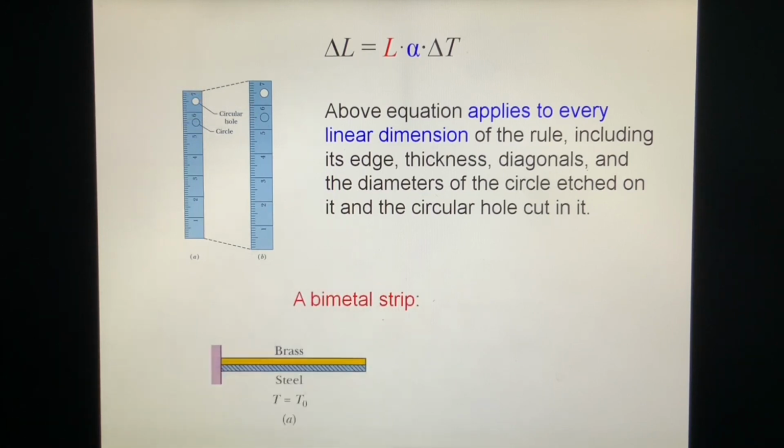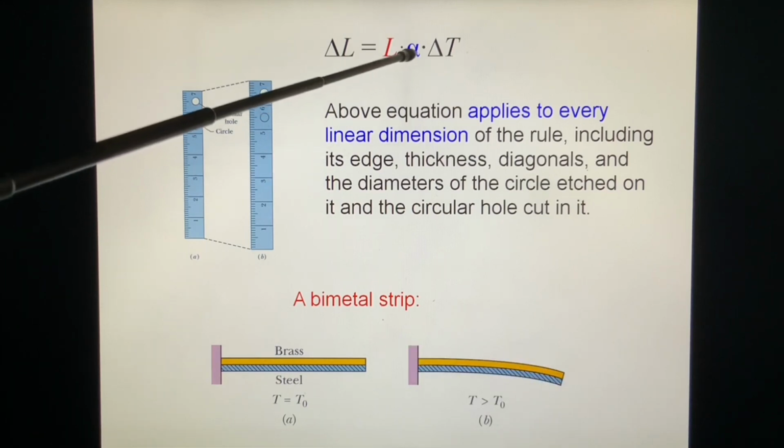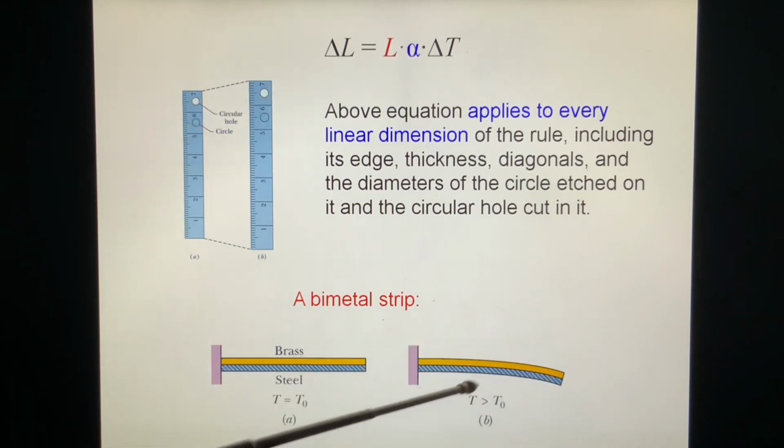Now the bimetal strip. This strip is composed of two different metals. Above is brass, and the lower layer is steel. When the temperature increases, the brass has a larger alpha, so it expands more. It bends. We can use this to control the temperature.